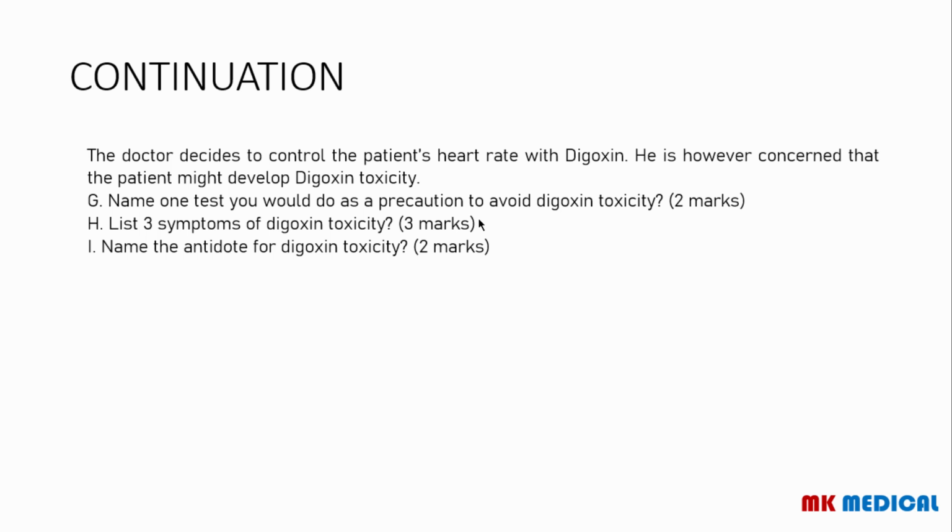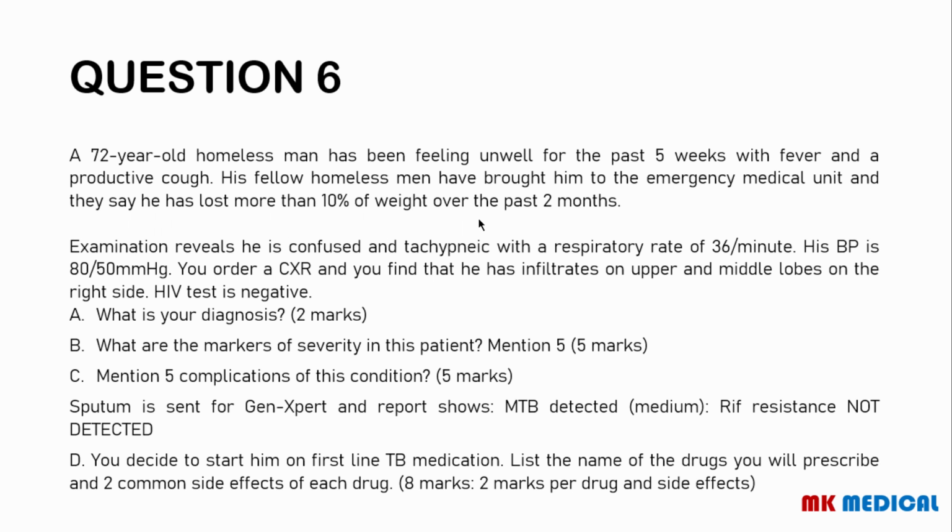But the xanthopsia and the blurry vision must be there. The yellowing of the vision and the blurring of the vision must be there. And name the antidote. So we usually give digoxin immune antibodies. Okay, so you give this digoxin immune antibodies. That's the antidote usually for digoxin toxicity.